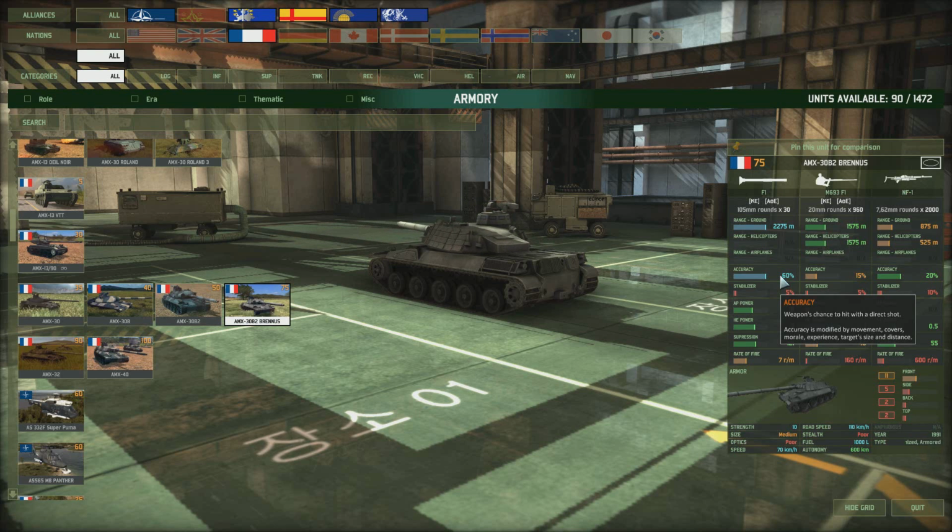Also the target's range and size, the shooter's experience, or the level of stress are all factors that impact on the chance of hitting the target. Also, firing whilst on the move can incur an accuracy penalty, and that's where your stabilizer comes in. So the stabilizer stat shows the weapon's accuracy when the unit's moving, and so this tank isn't particularly effective on the move. It's much more effective when it's static.